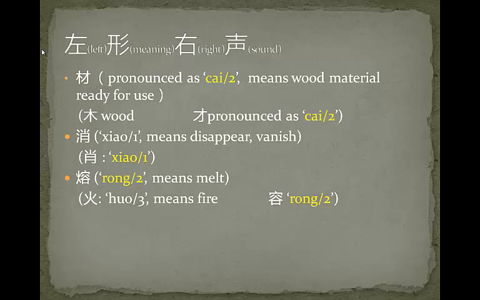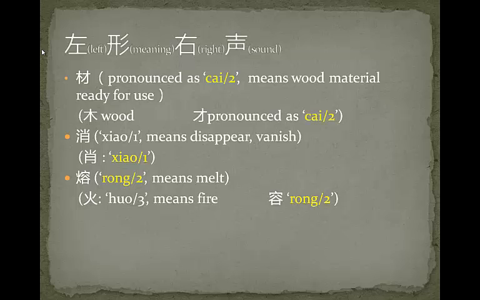Okay? As you can tell, the left part indicates the meaning, wood, of the whole character, the example character, and the right part indicates the pronunciation, because they share the pronunciation. This character and the right part share the same pronunciation, so we can guess the pronunciation rather than memorize it and kill your brain cells.